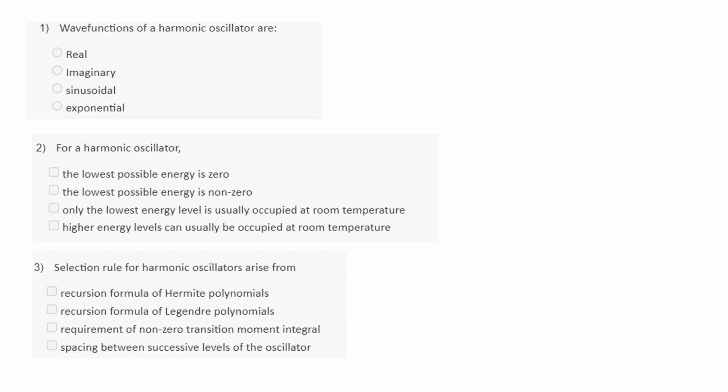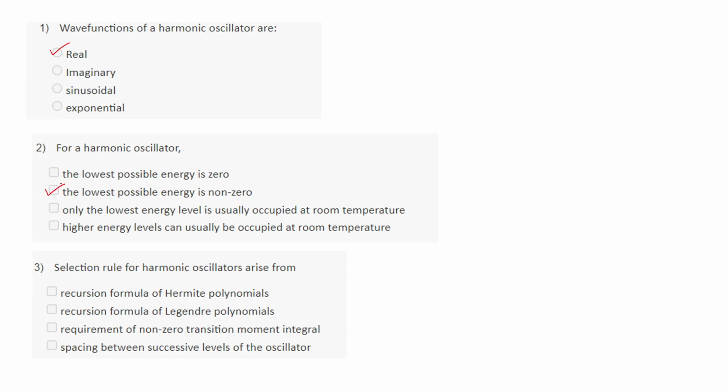Real? Okay, so not much to discuss here. Yes, it will be real. And for a harmonic oscillator, what do you think is true out of all these options? The second question: for a harmonic oscillator, the lowest possible energy is 0. Is it true? No. So what is it called? Zero point energy, right? The lowest possible energy, for v equals 0, is half nu vibration, or nu bar vibration. So that is actually non-zero. So this second one is correct.